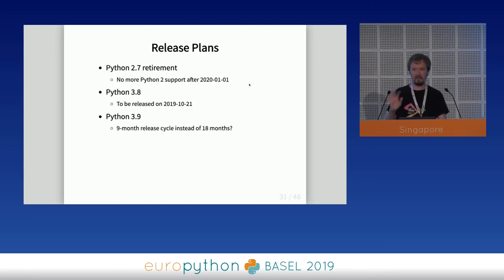So a bit about the release plans. As you might know, Python 2 is going to be retired on the 1st of January 2020. 3.8, as I said, will be released in a few months. And 3.9, I guess it's not clear yet. At least, maybe this information is already outdated, but there was an idea of switching to 9-month release cycles, so Python 3.9 might appear sooner than you expect.